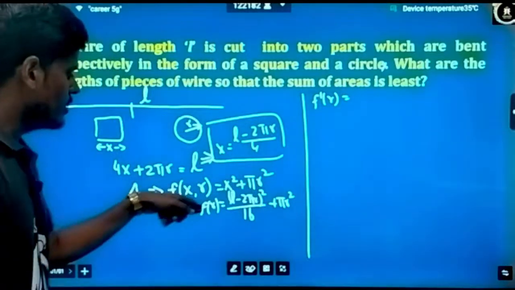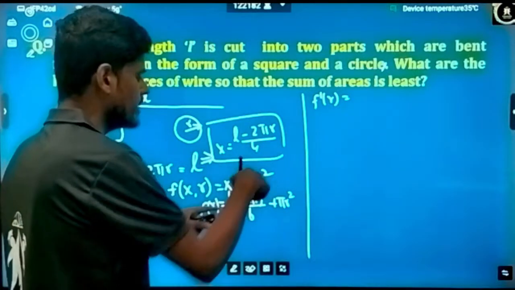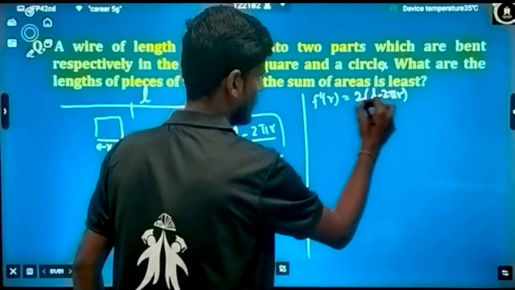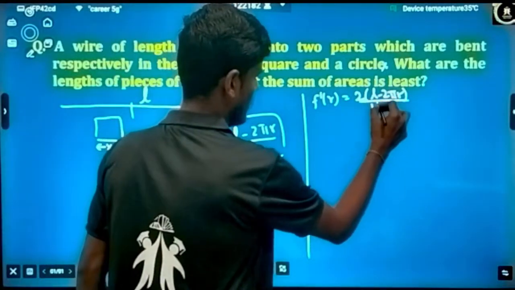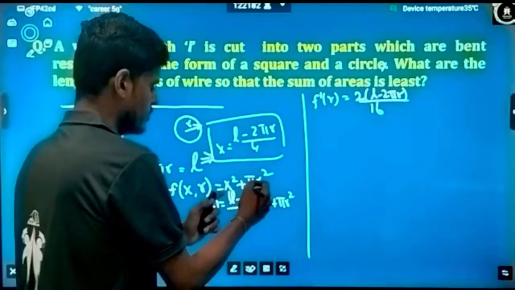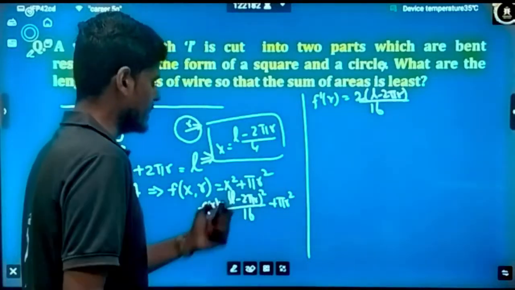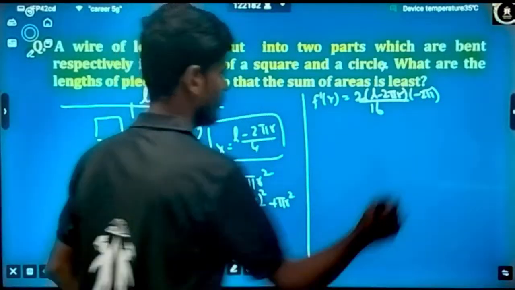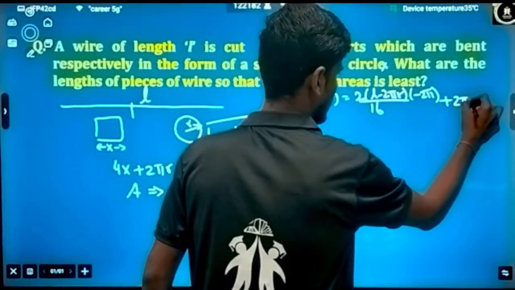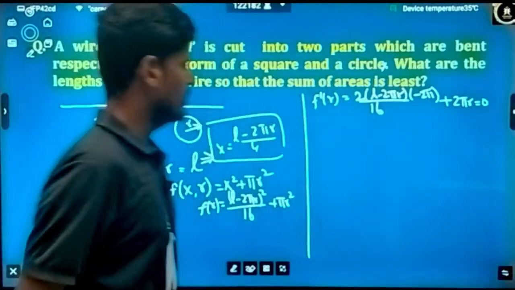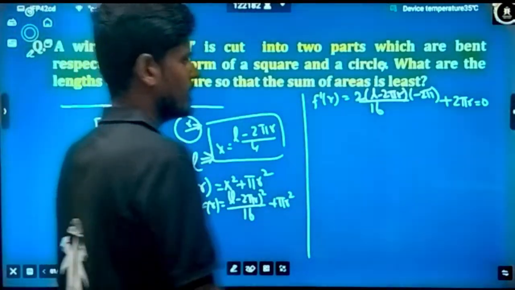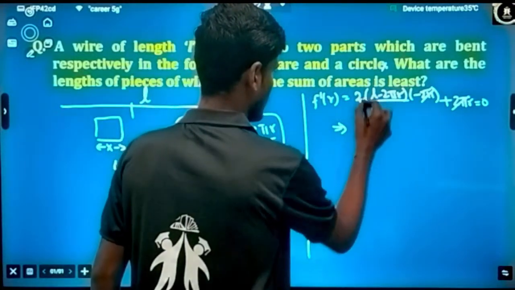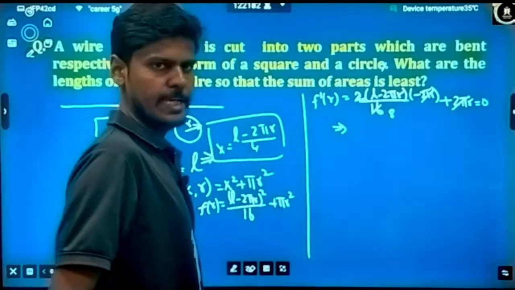That is given by differentiating this: 2 times (L minus 2 pi r), divided by 16, into the derivative of L minus 2 pi r, which is minus 2 pi, so minus 2 pi into minus 2 pi plus 2 pi r equals 0. F dash equals 0. Here what is common? 2 pi is a non-zero number, so we can cancel it out, which means we will get 8.